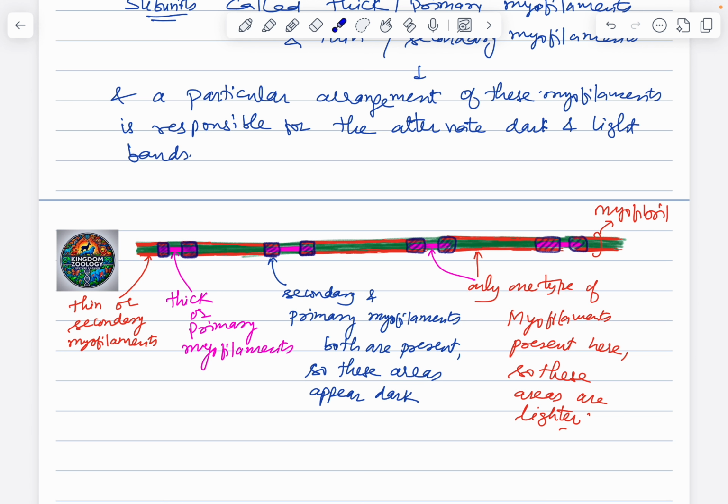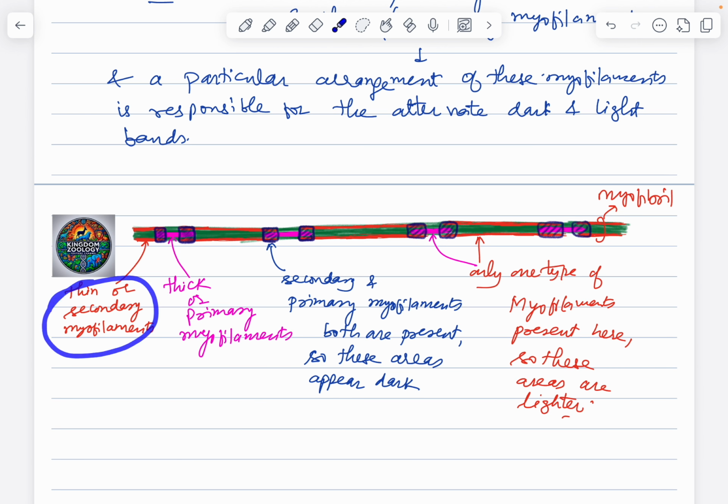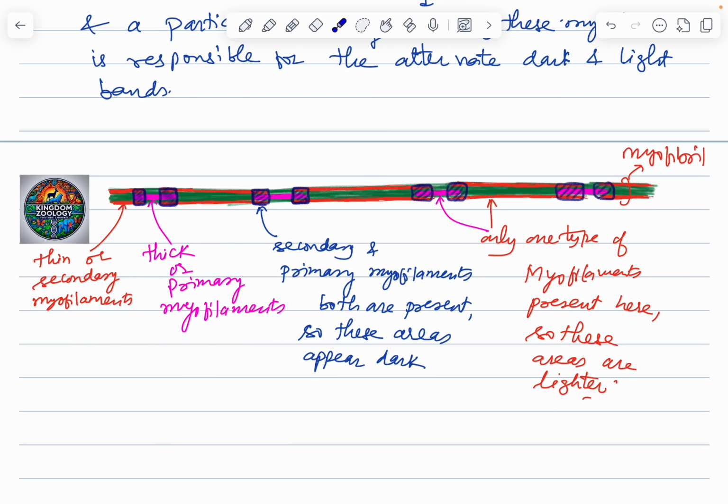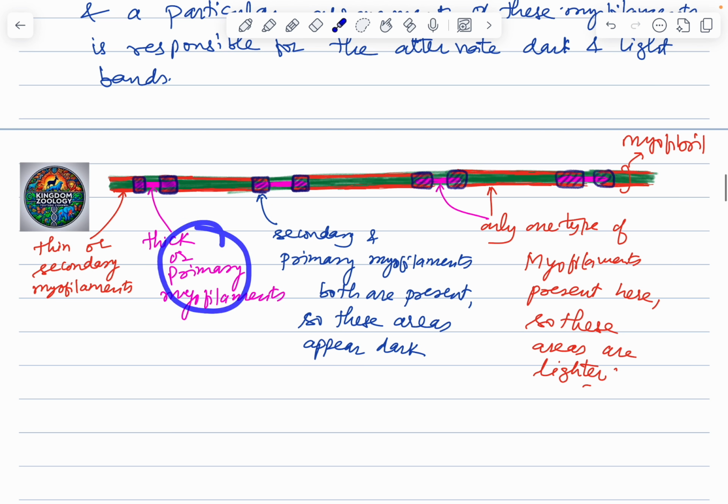Now in our next lecture, we will take up the further detailed structure of the filaments. The thin or secondary myofilaments, as I've told you, are collections of three types of proteins. The thick or primary myofilament is a collection of a single type of protein molecule, myosin. So all this for the next lecture.